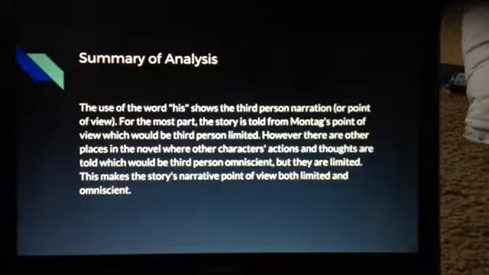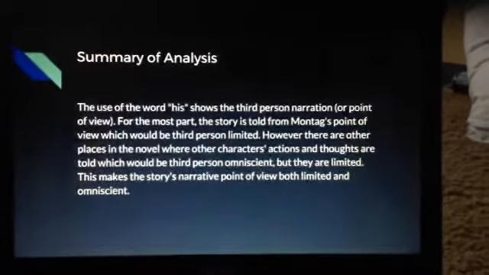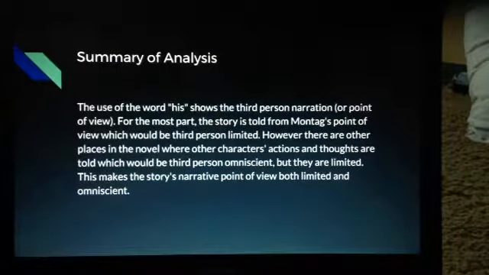So the analysis that I made of this excerpt would be that the use of the word "his" shows the third-person narration or point of view. For the most part, the story is told from Montag's point of view, which is the main character, which would be third-person limited. However, there are other places in the novel where the other characters' actions and thoughts are told, which would be third-person omniscient, but they are limited as well. This makes the story's narrative point of view both limited and omniscient at the same time.